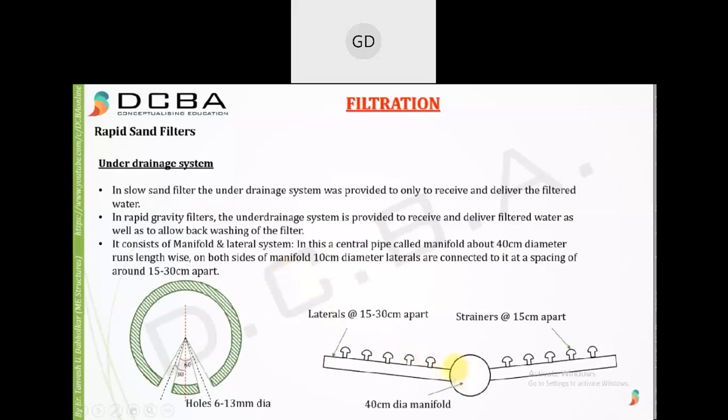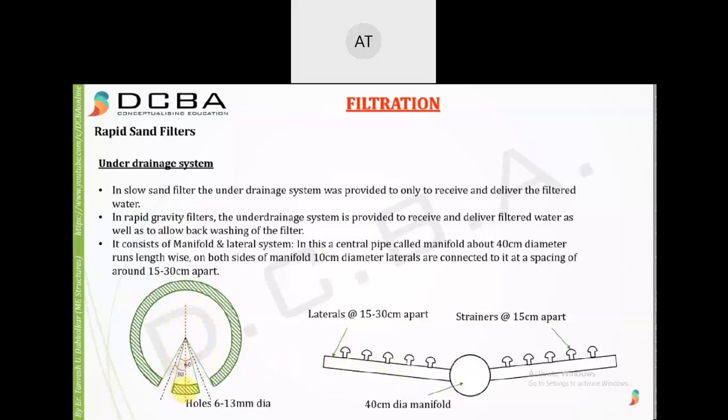So this is that central manifold, and these are the laterals, you see. Now, as you can see here, the filtered water is going to come from the top, and that water has to get inside these laterals, travel throughout, and then come into the central drain or the central manifold. To get inside the laterals, the laterals should have some openings, only then the water can go inside. So these are the types of openings that your laterals are going to have.